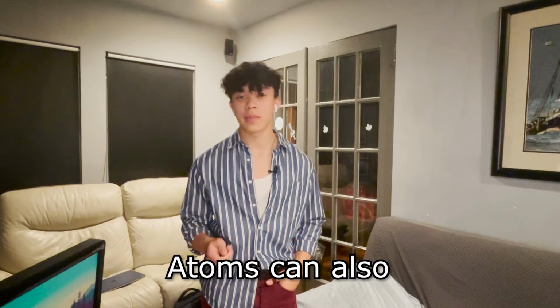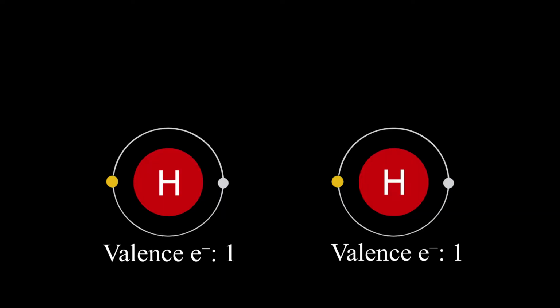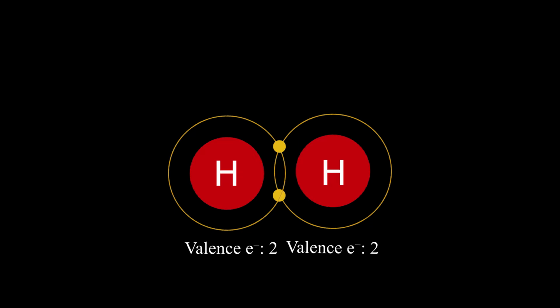However, atoms can also share electrons. Let's look at this example. Here we have 2 hydrogen atoms. They both have 1 valence electron in their final shell. They both need 1 more valence electron to fill their shell and abide by the octet rule. So, these 2 atoms share 2 valence electrons between one another to complete their final energy level.